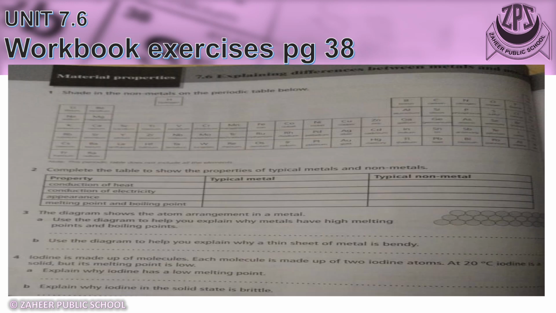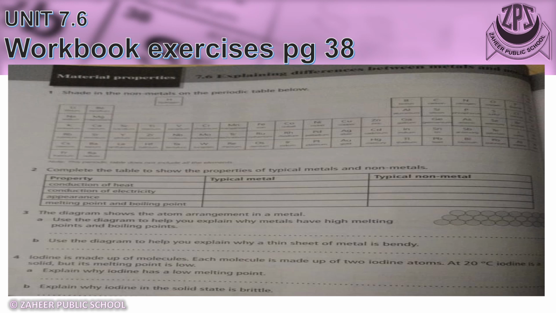Now move to your workbook exercise on page number 38. In the first question, you have to just shade the non-metals only in this given periodic table. And in the second question, you have to complete the table. You have to write the properties of metals and non-metals.